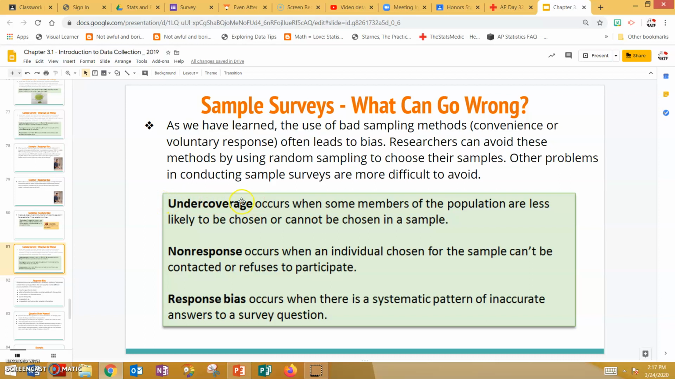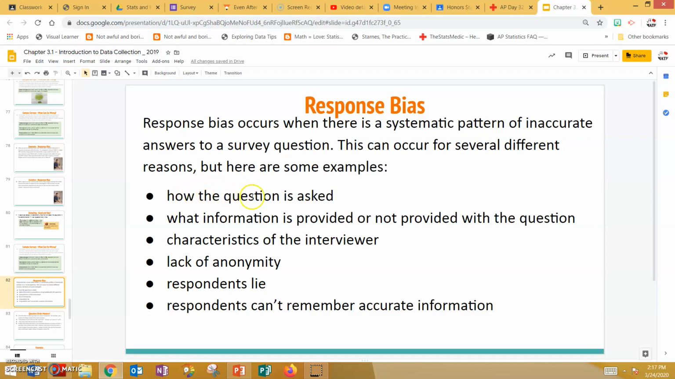Okay, and there are these different types of bias, such as undercoverage, and then there's non-response. So undercoverage is when you make it less likely that someone can be chosen or can be in the sample. Non-response is when you choose someone and they just refuse to participate. And then response bias is a much more broad term, and it covers a lot of different types of bias. There's a systematic pattern of inaccurate answers to a survey question, and that could be due to how the question is asked, what information is provided or not provided with the question, characteristics of the interviewer, lack of anonymity, having your respondents lie, and then just the fact that your respondents may not remember information accurately.